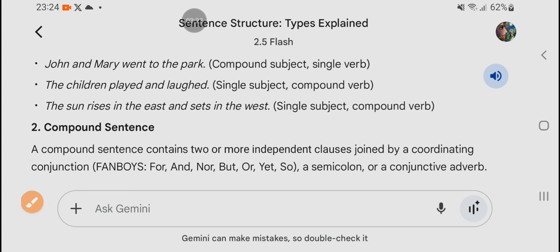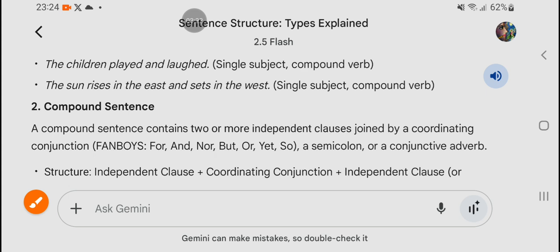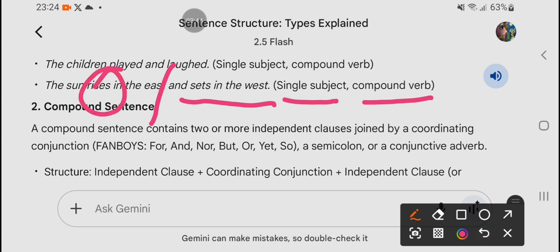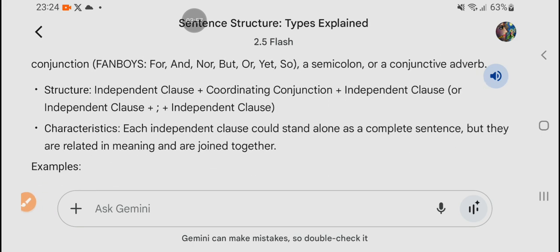Then the children played and laughed. Here a single subject but compound verbs. Then the sun rises in the east and sets in the west. Single subject, compound verb. Why? Because rises and sets, but the subject is sun only. So these are very good examples of simple sentences.